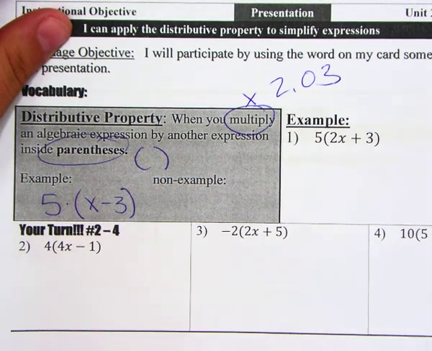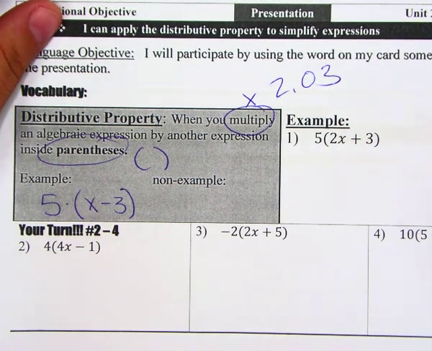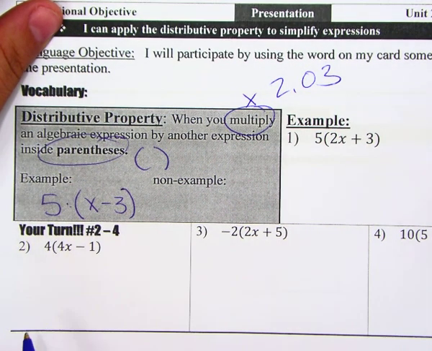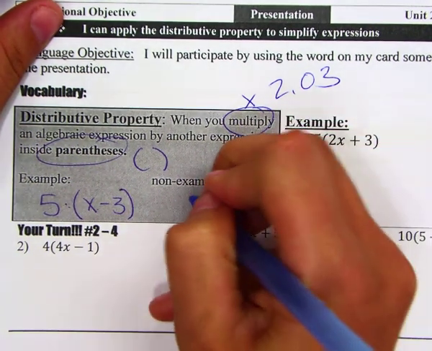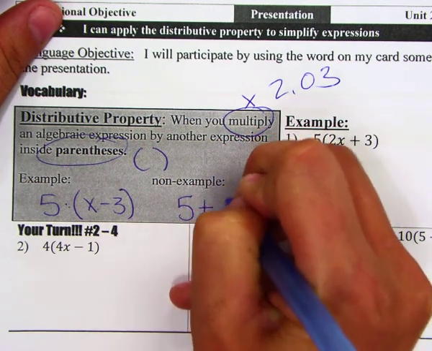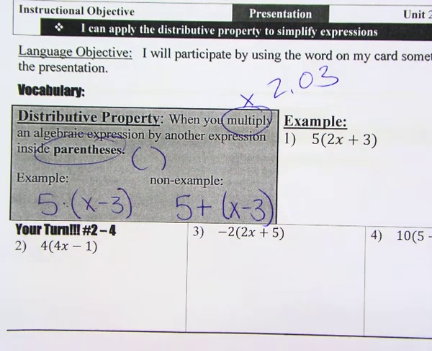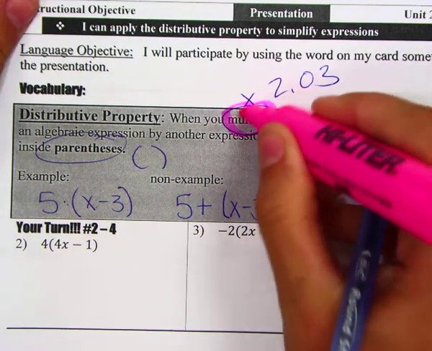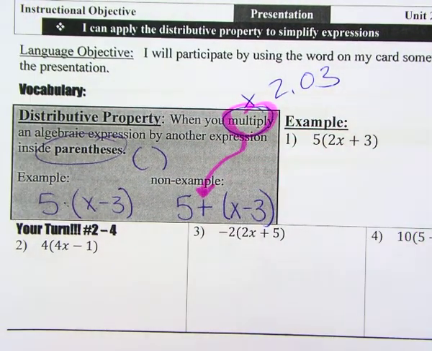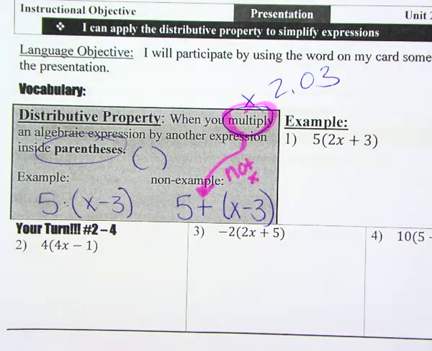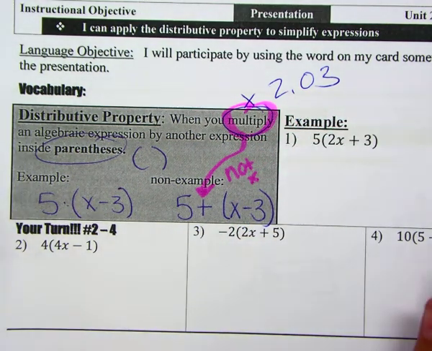This is an example of the distributive property, or when you would use it, because this is 5 times x minus 3. A non-example would be 5 plus x minus 3. Again, this is a non-example because distributive property is only when you multiply, and this is not multiplying, so it wouldn't be it. So let's go over an example.